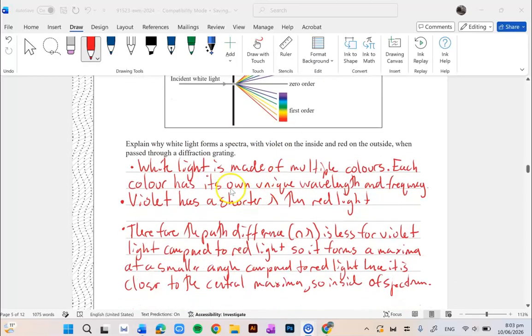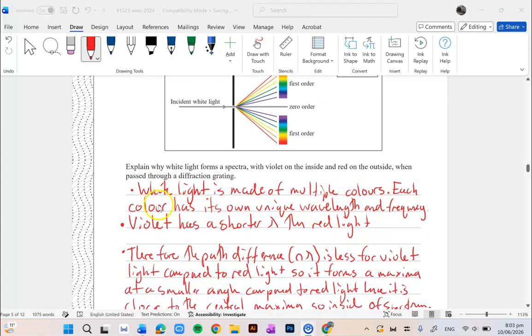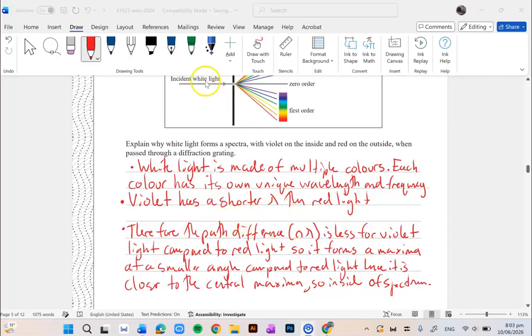Okay, so white light is made of multiple colors. It's not just white. Each color has its own unique wavelength and frequency. You need to know that as well. Violet, or in the schedule they said blue, either's fine, has a shorter wavelength than red light. Now we have to link it back to this idea of path difference again, unfortunately.